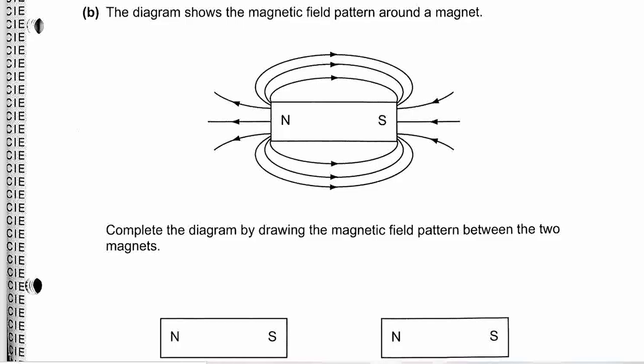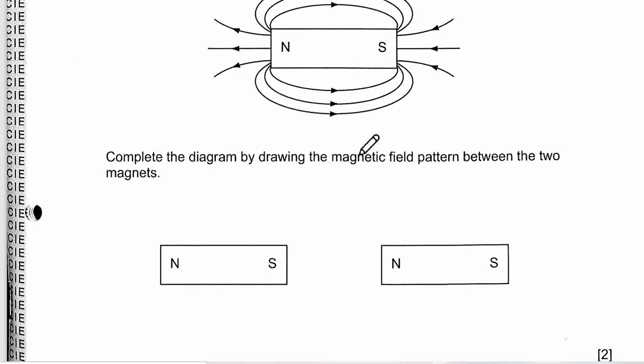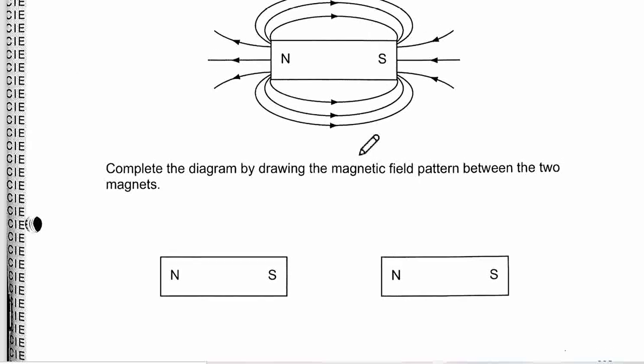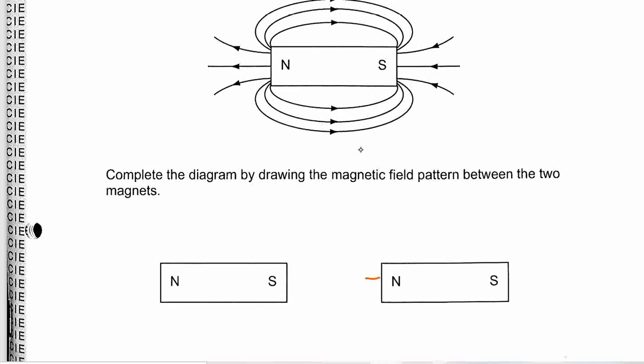Next question. The diagram shows the magnetic field pattern around a magnet. The field lines come out of the north, look at the arrow, and then enter into the south. Complete the diagram by drawing the magnetic field pattern between two magnets. So it will be from north heading to south, and it will be like this, and more here like this, and more here like this.